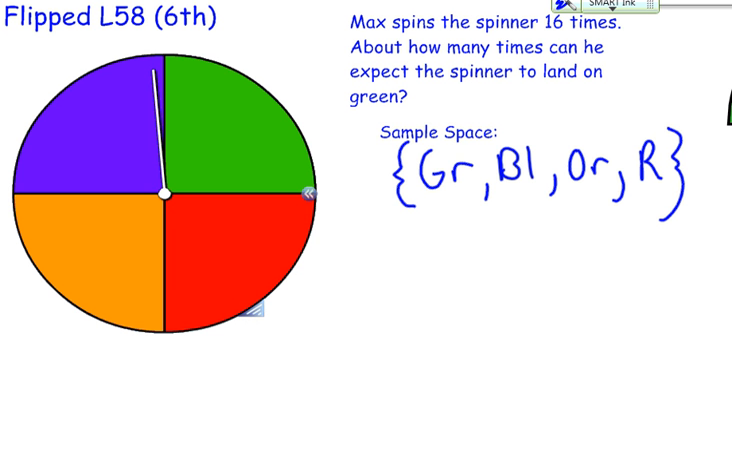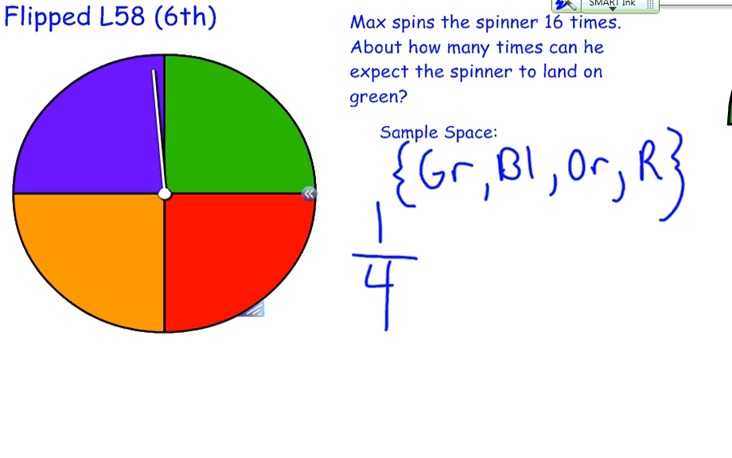Now, we want to understand, okay, if the spinner is spun 16 times, about how many times can you expect the spinner to land on green? Now we're going to look at the actual spinner and say, okay, I see that the sample space has 4. So I have 4 possible outcomes. And the question says I want one of those 4. I want the green outcome. So I have a 1 out of 4 possibility of landing on green.